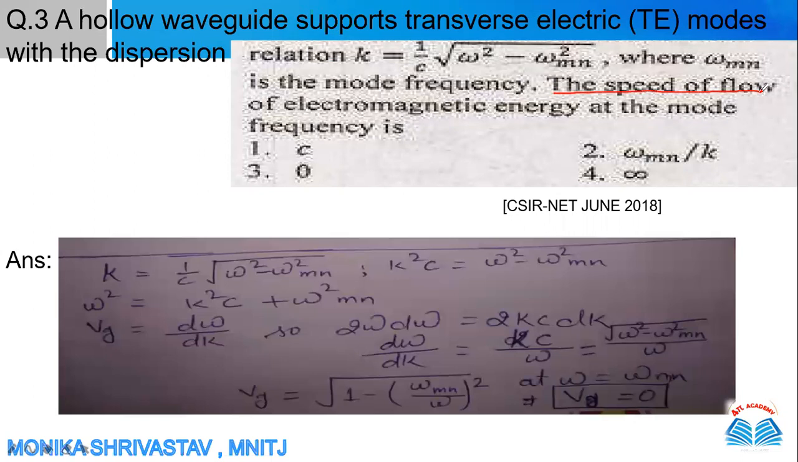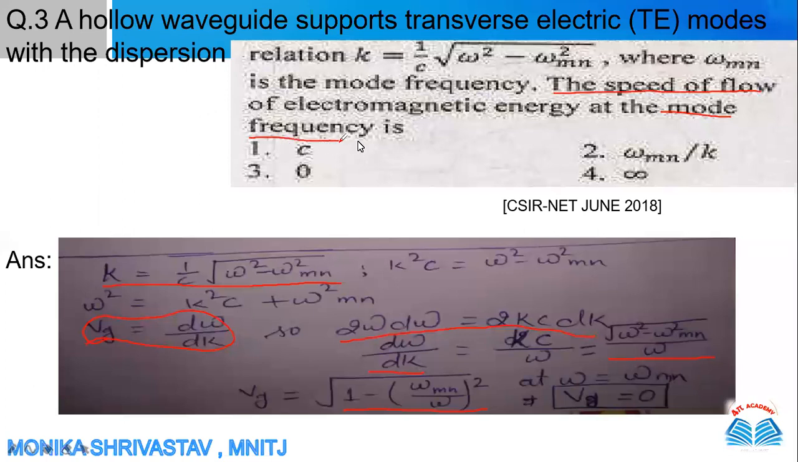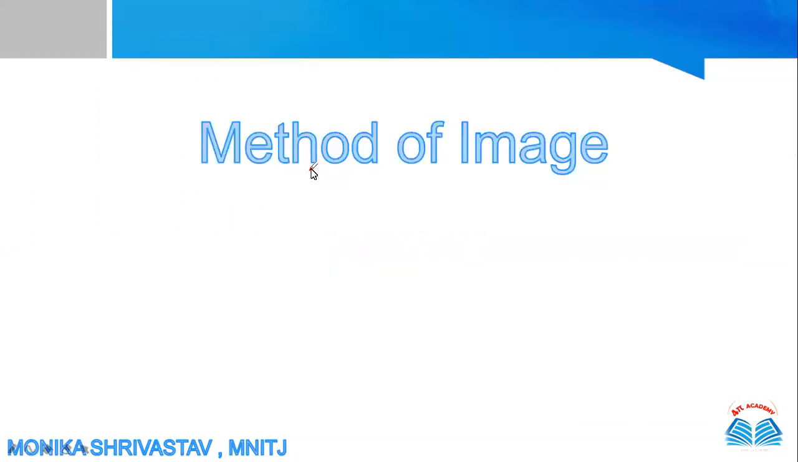And here is the mode frequency, that is omega mn. That means our omega and omega mn are equal. Our frequency is our mode frequency. So just put omega equals omega mn, you will get Vg equals 0. So the correct option will be 0, the third one. It was an easy question.